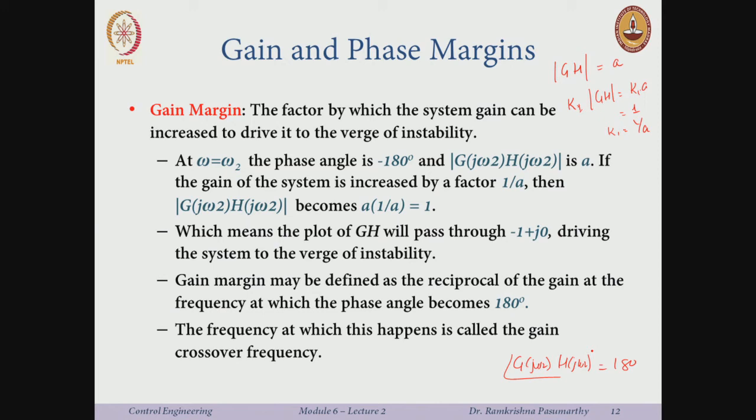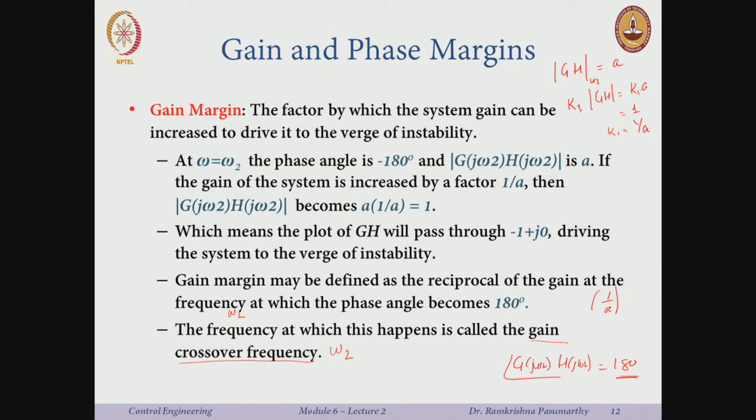What is the gain at this omega 2? The gain at omega 2, where the angle is 180, is A. Now, the gain margin is defined as the reciprocal of this A. What is this A? The gain at the frequency omega 2, at which the phase angle becomes 180. The frequency at which this happens is called the gain crossover frequency. Omega 2 is the gain crossover frequency, and the gain margin here is 1 divided by A.